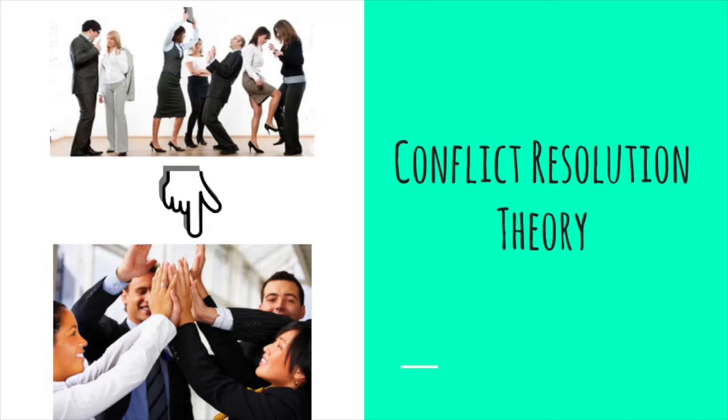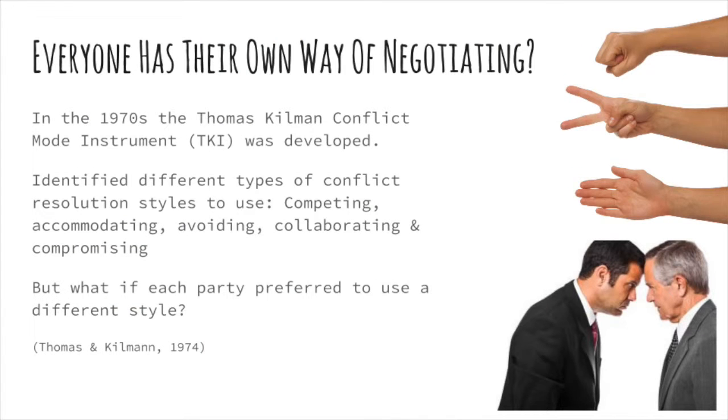Conflict resolution theory. In the 1970s, the Thomas Kilmann conflict mode instrument was developed, identifying the different types of conflict resolution styles that individuals prefer to use. However, this model left the possibility for two different parties preferring to use different styles of negotiation, thus leading to an incompatibility in styles and ineffective negotiations.